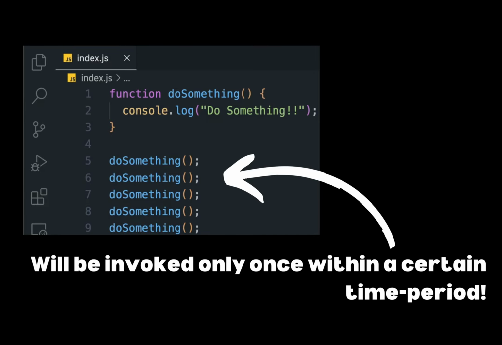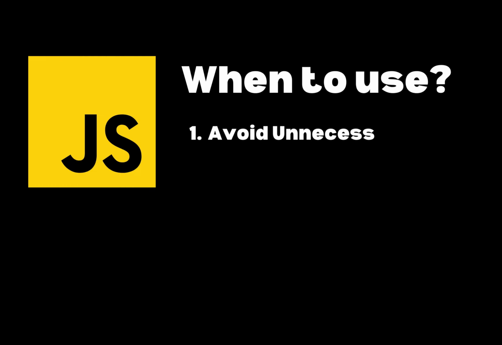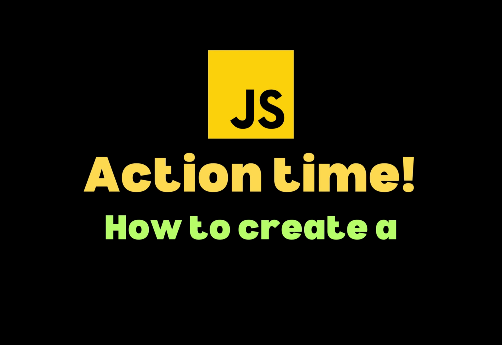of rapid fire calls. In even simpler terms, debouncing is to prevent someone from bouncing back immediately unless their legs are tied with a rope. In JavaScript, debouncing is used to avoid unnecessary API calls, improve performance, and limit the rate at which a function gets invoked. Let's see how it works in JavaScript.